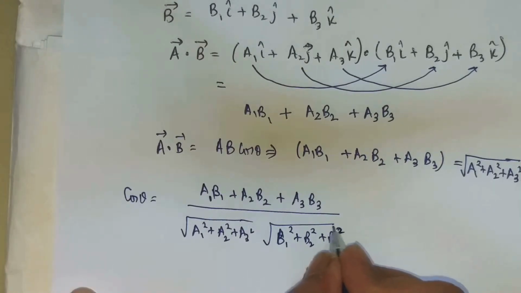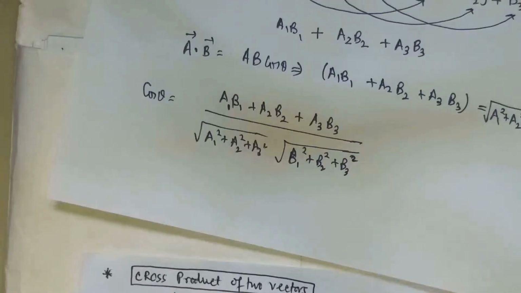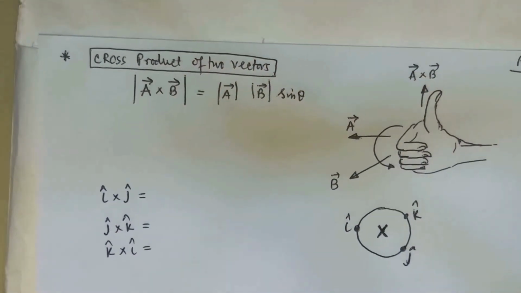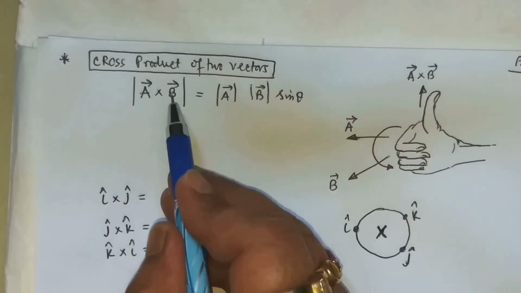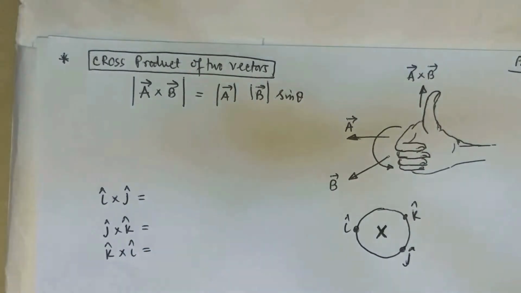Don't remember it as a formula, just remember it as a working rule and you will be able to understand the logic of this dot product. Let us learn quickly and have a review of the cross product of two vectors. If A cross B is written like this, it has a magnitude as well as a direction.